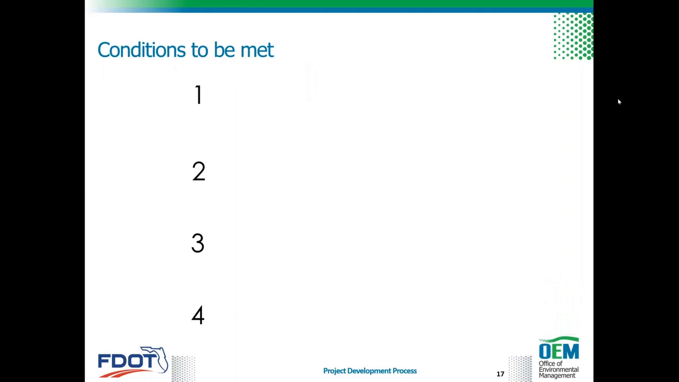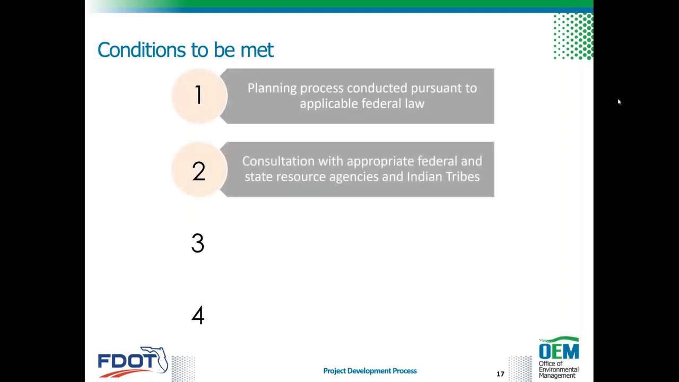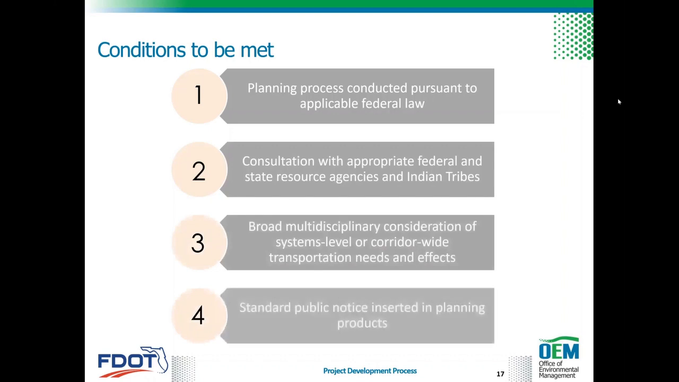Now, there are conditions to be met. The relevant agency in the environmental review process may adopt or incorporate by reference these decisions from a planning product based on the following conditions. First, the planning product was developed through a planning process conducted pursuant to applicable federal laws. Second, the planning product must be developed in consultation with appropriate federal and state resource agencies and Indian tribes.